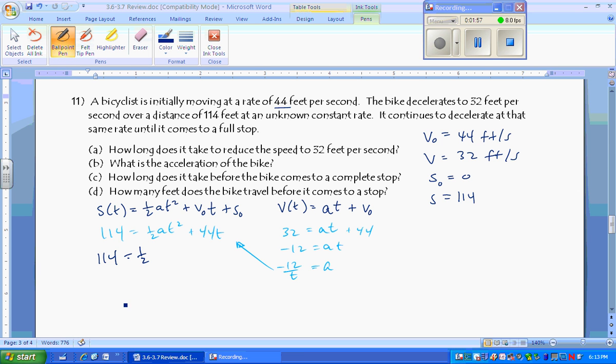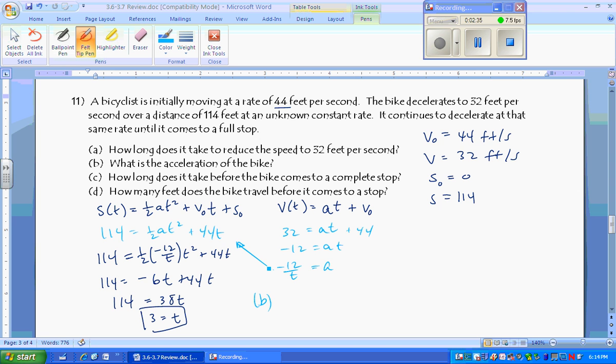114 equals 1/2 times -12 over t times t squared plus 44t. So 114 equals, we get a negative value here, 12 over 2, 6. t, 1 over t squared times t squared divided by t is t. So we get 114 equals 38t. Divide both sides by 38, we get t equals 3.